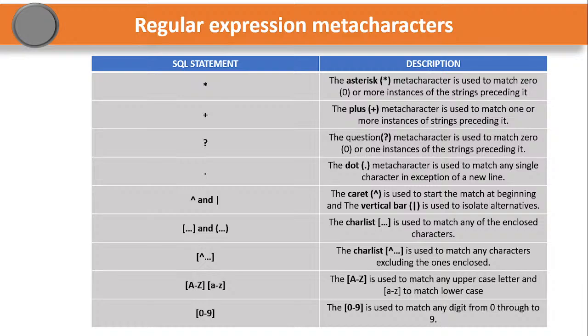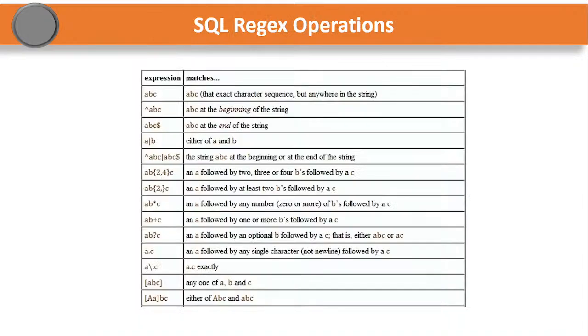Next we have the uppercase and lowercase characters as well. If you want to retrieve only certain data in uppercase letters, you can use A to Z in upper case, and similarly in lower case, that is a to z. And finally, you can also perform operations on numerical values. Within the square brackets, you can mention any numbers ranging from 0 to 9, which matches any digit from 0 through 9. So these are the most commonly used regular expression meta characters.